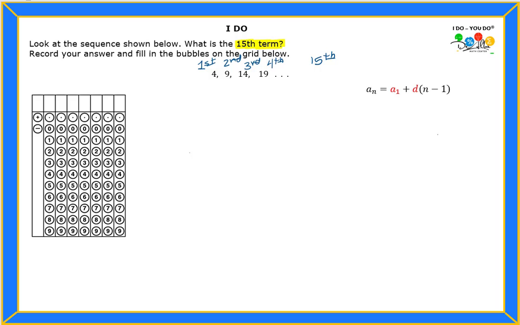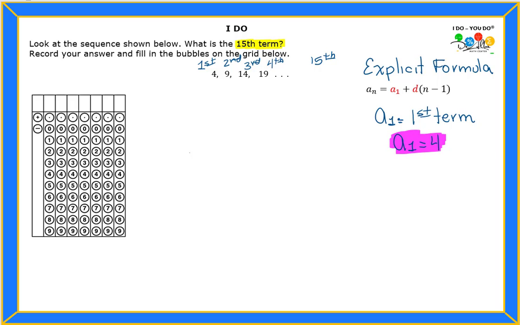Okay? So we have a formula that I'm hoping you remember, which is called your explicit formula. So I'm going to write it down over here. And if there are some items in the formula that you are not familiar with, we're going to write them down right now. For example, a sub 1 means the first term of my sequence. In this case, a sub 1 will be my 4, because that's the first number that is given to me.